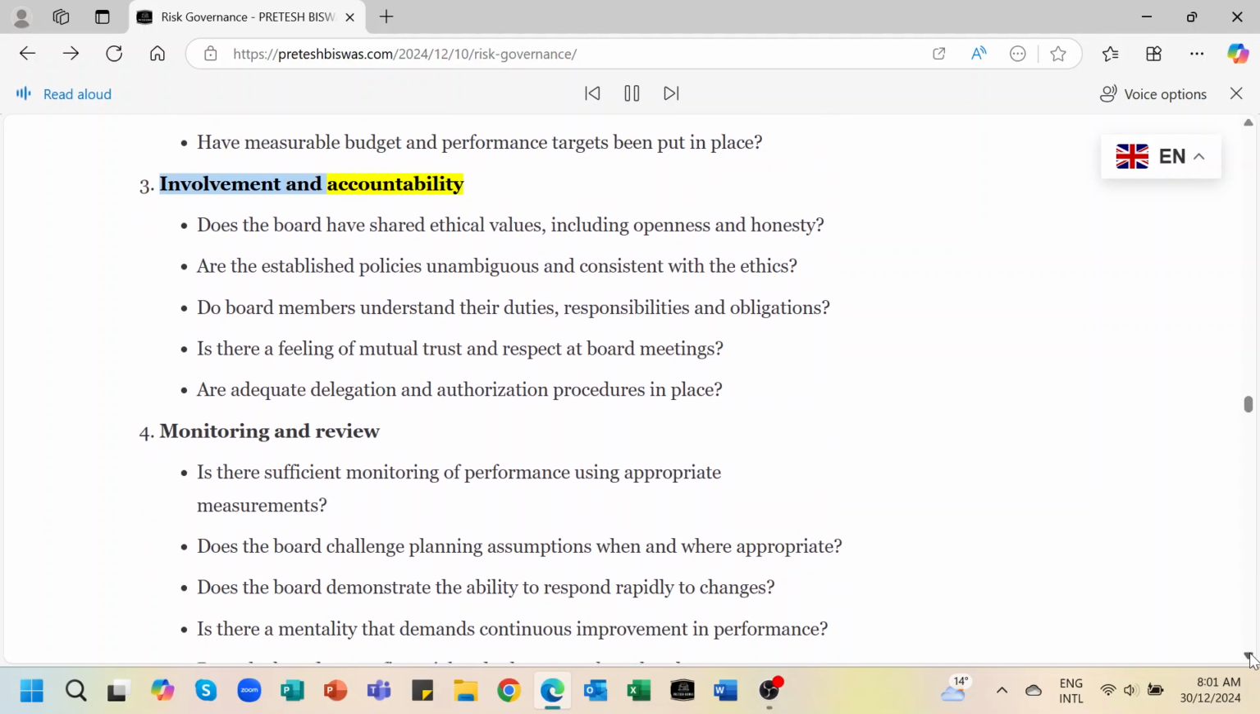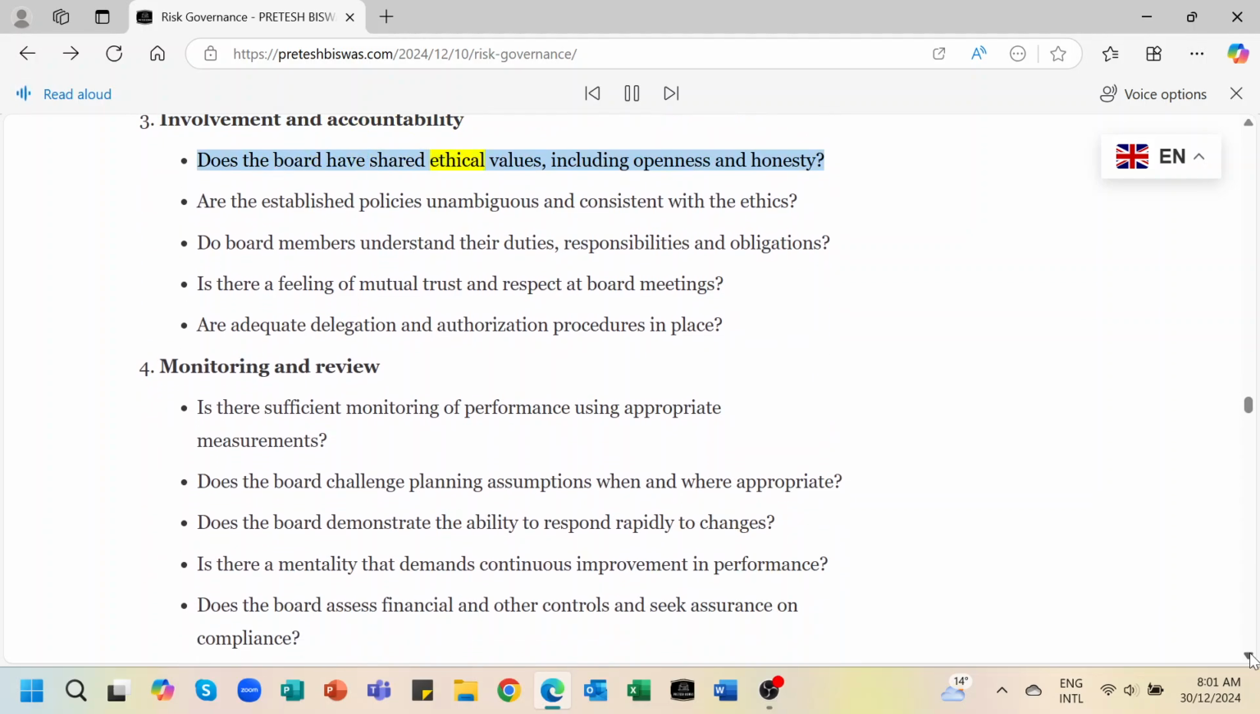Involvement and accountability. Does the board have shared ethical values, including openness and honesty? Are the established policies unambiguous and consistent with the ethics? Do board members understand their duties, responsibilities, and obligations? Is there a feeling of mutual trust and respect at board meetings? Are adequate delegation and authorization procedures in place?